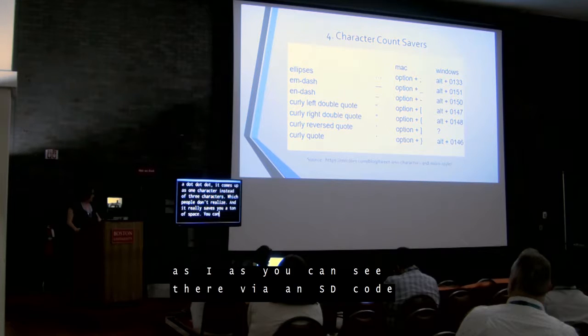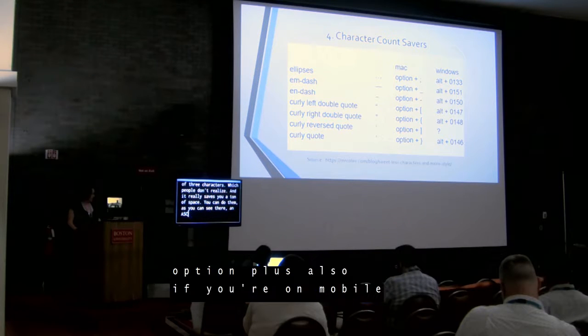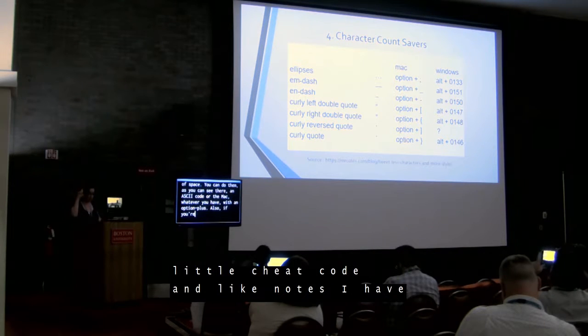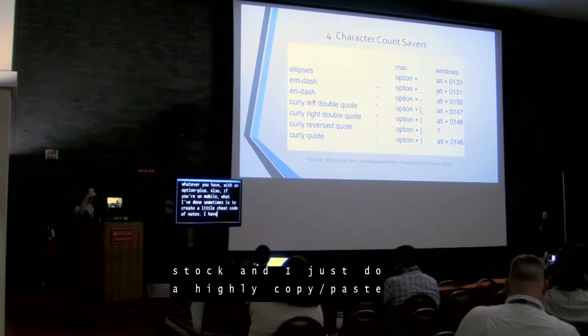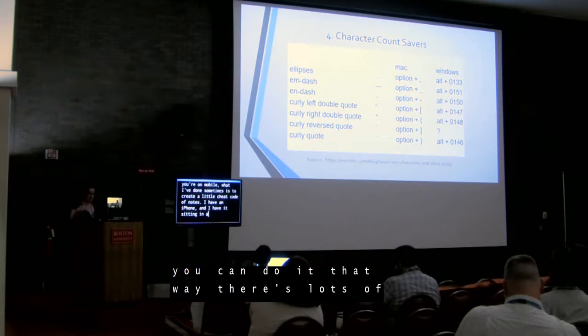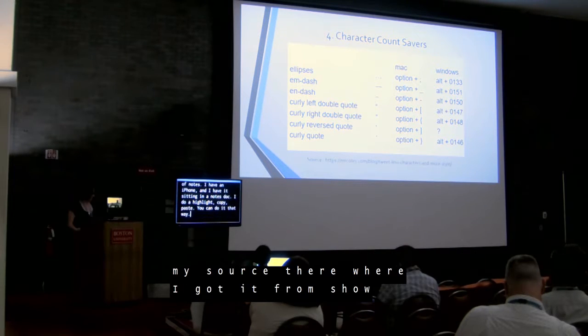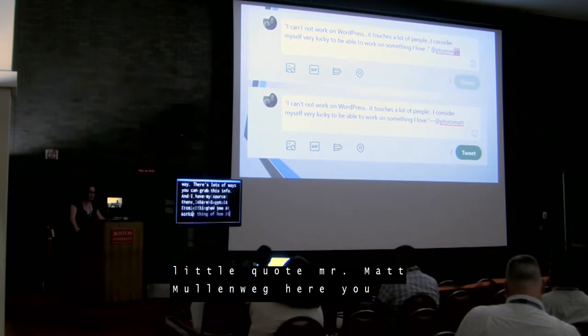You can do them, as you can see there, via an ASCII code or the Mac, whatever you have with an option plus. Also, if you're on mobile, what I've done sometimes is to create a little cheat code in like Notes. I have an iPhone, I have it sitting in a Notes doc, and I just do a highlight, copy, paste. You can do it that way. There's lots of ways you can grab this info, and I have my source there where I got it from. Show you a little thing of how it works. Do a little quote of Mr. Matt Mullenweg here.